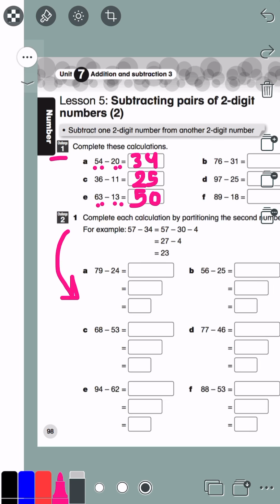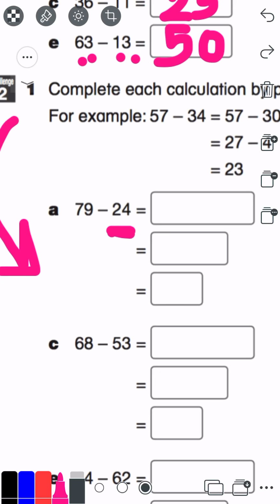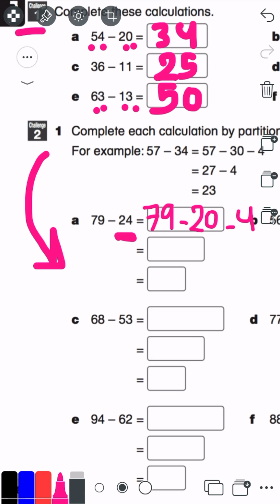In challenge 2, you have to use partitioning. Partitioning means splitting up the second number into tens and ones. 79 minus 24 equals 79 minus 20 minus 4. 79 minus 20 equals 59. All you have to do is to take away 2 from 7 and leave the units unchanged because 20 is a multiple of 10. 59 minus 4 equals 55.